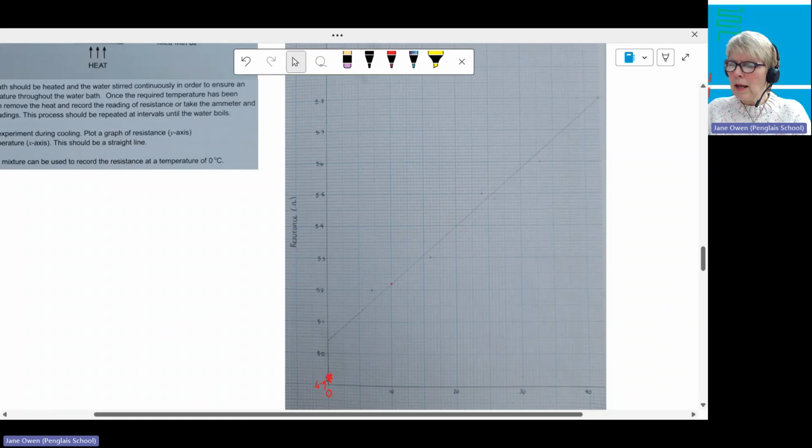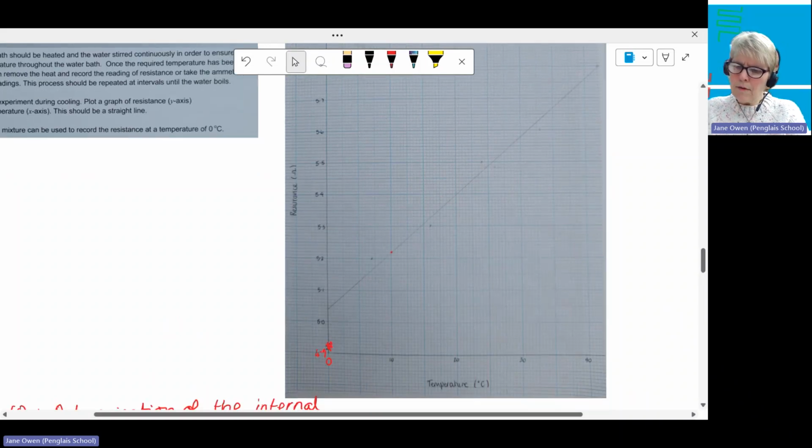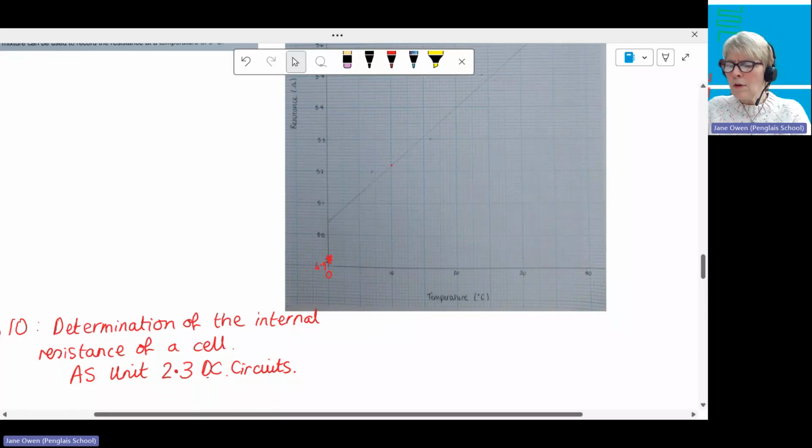It should be a straight line, all right? Now, how do we know whether it goes to the origin? Well, we've only done it with temperature in degrees C. Perhaps it would be a different story if it was temperature in Kelvin.